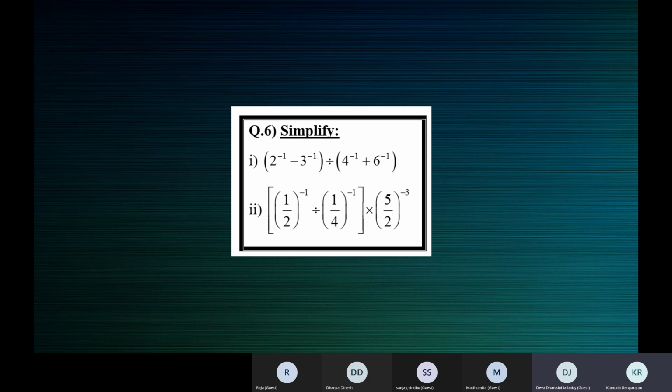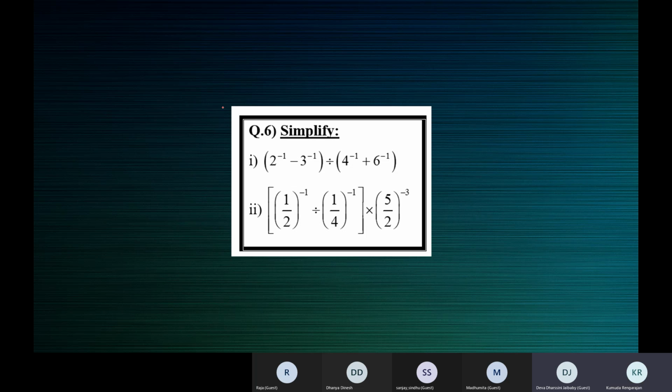Any idea about the first one? First subdivision? Ma'am, in the first one, the powers are minus, so minus into minus, we can add the powers, ma'am. No. There's no rule like that. No, ma'am, first we should do like 1 by 2 to the power 1, ma'am.